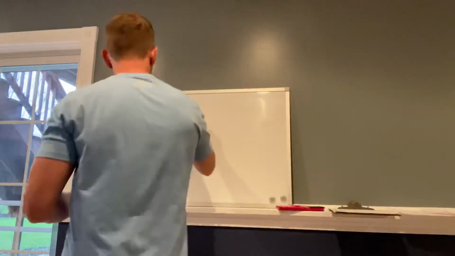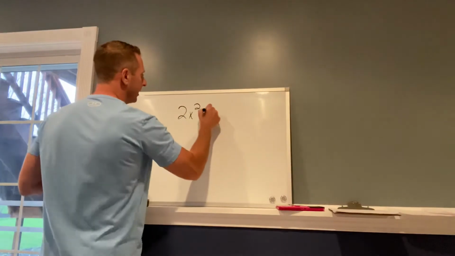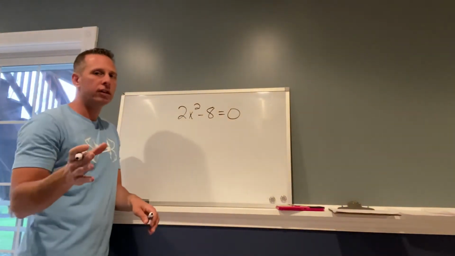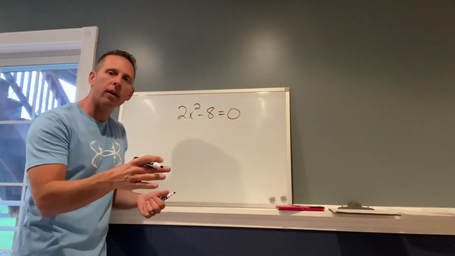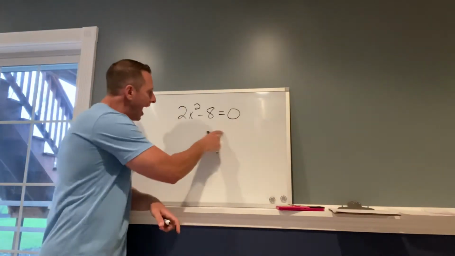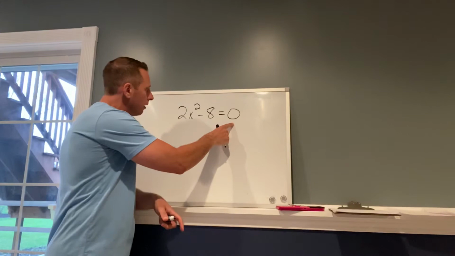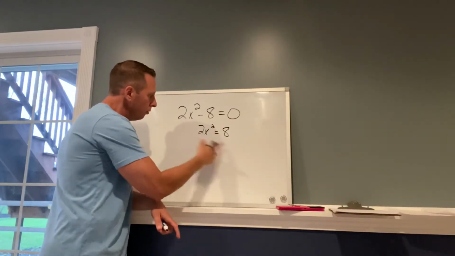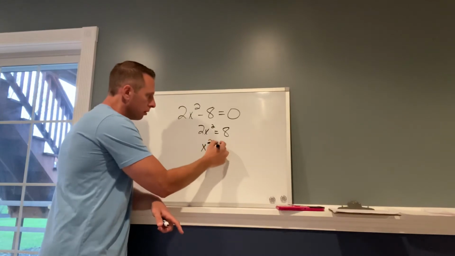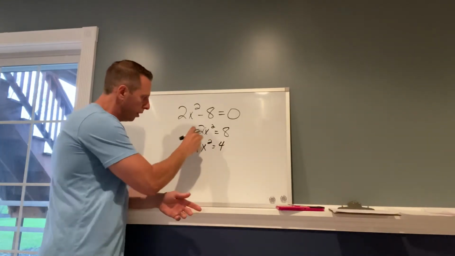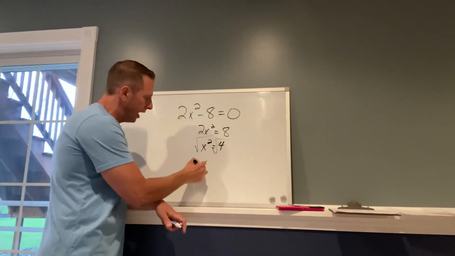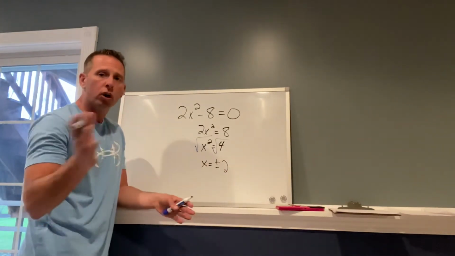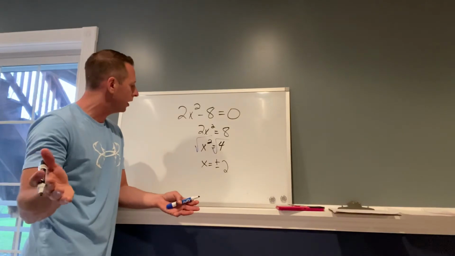Oh, what problem I want to do here? Here we go. 2x squared minus 8 equals 0. Again, I would solve this using the square root method. Undo operations. Add 8 to the other side. Divide both sides by 2. Then take the square root of both sides. What we did last unit. X equals positive and negative 2. Two answers.